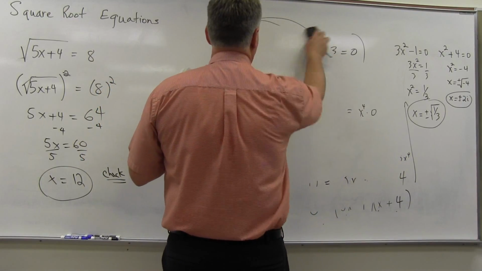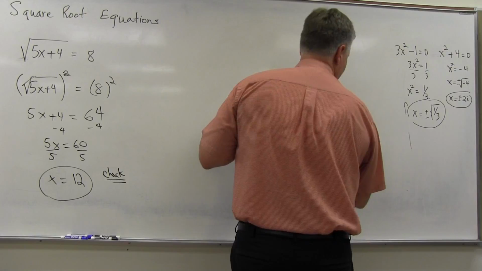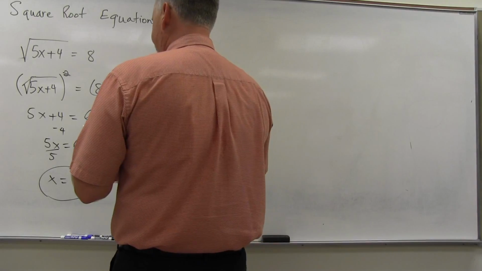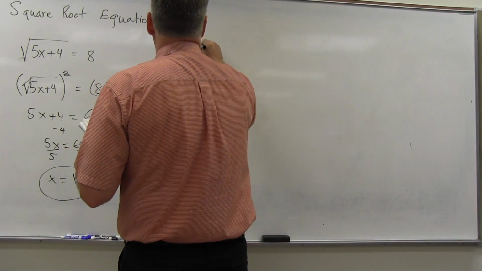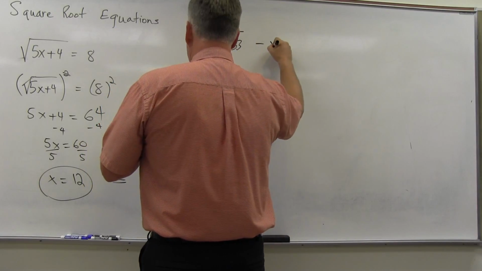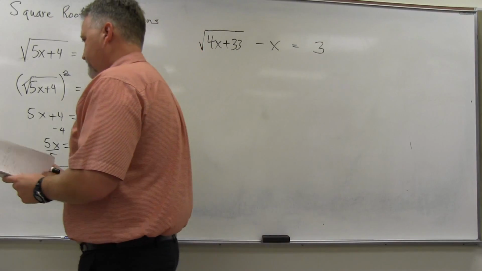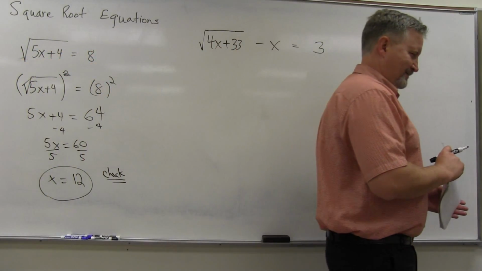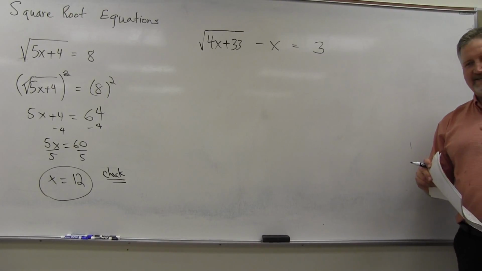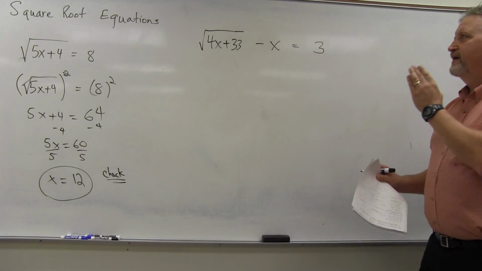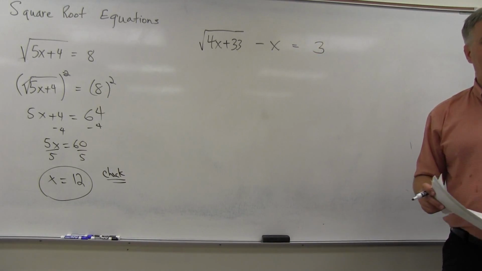Now, what about this one? Square root of 4x plus 33, and then minus x on the same side, and then 3 on the other side. Square root of 4x plus 33 minus x equals 3. Now, for this squaring both sides to work, you need one side to be just a square root.